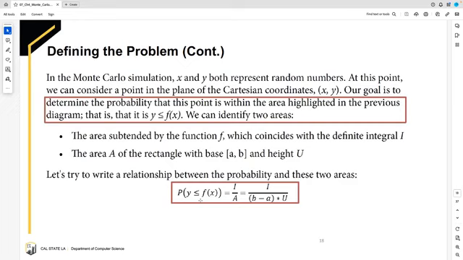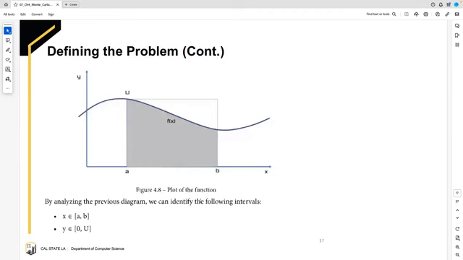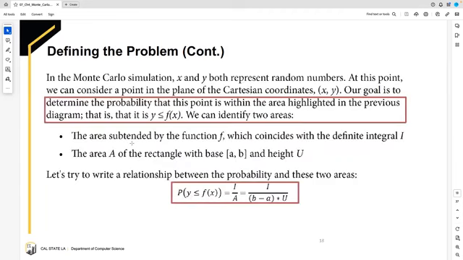We can identify two areas, as I mentioned before. Let's call the gray area, which we are interested in, or the area subtended by the function f, I. So I is in fact what we want to calculate. And then the area A of the rectangle with base a to b and height u.